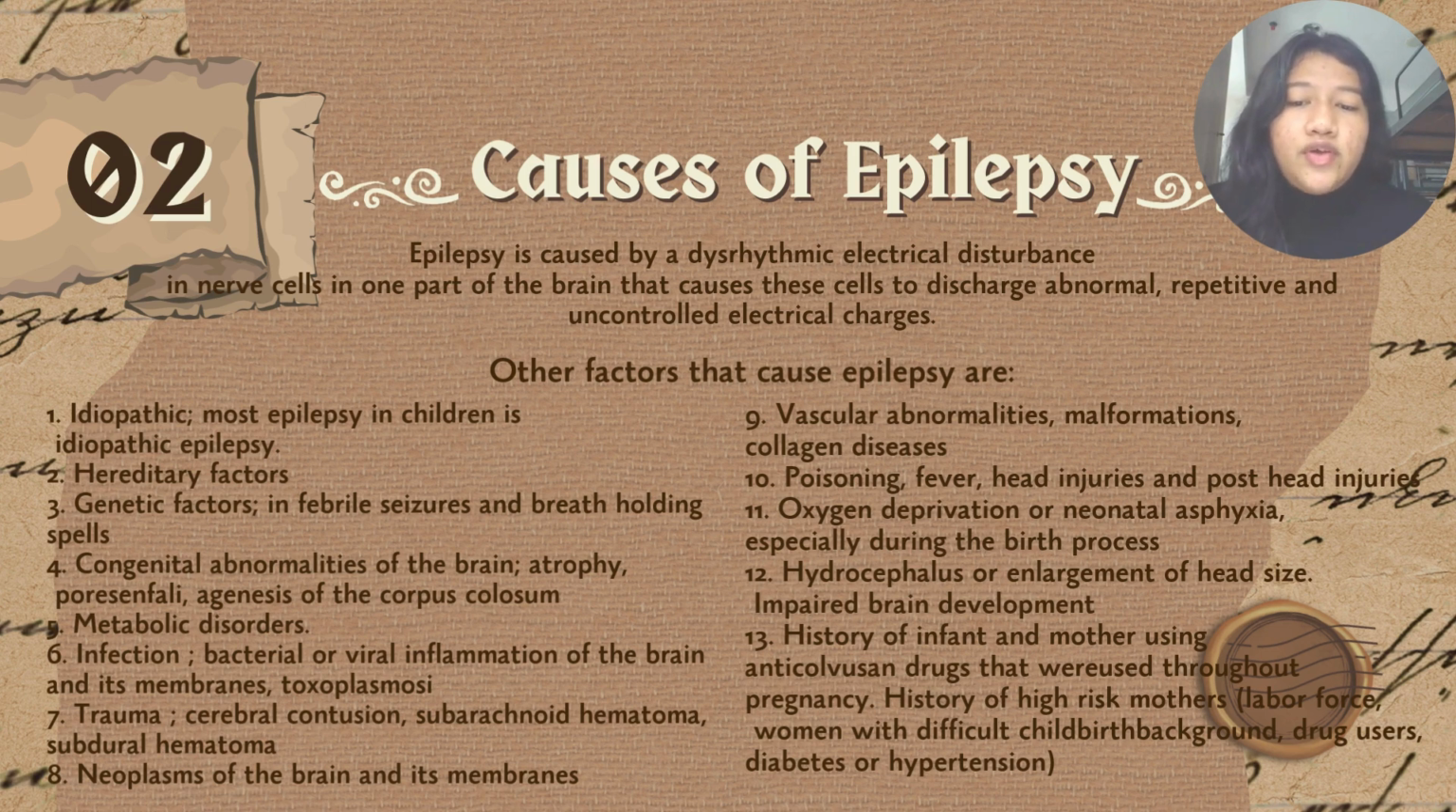13. History of infant and mother using anticonvulsant drugs throughout pregnancy. History of high-risk mothers, labor complications, women with a difficult childbirth background, drug users, and diabetes or hypertension.